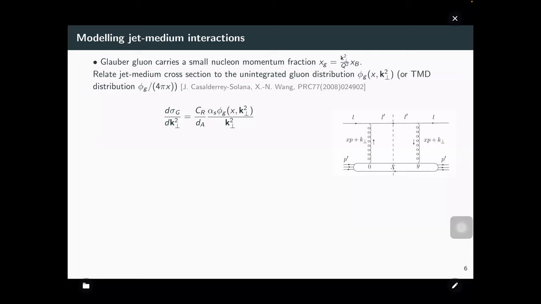So we have to model what kind of momentum transfer we can get from this forward scattering between the incoming quark and the target. There's one method to relate the forward scattering cross-section of this jet parton in the cold nuclear matter to the unintegrated gluon distributions in the nuclear target. This unintegrated gluon distribution, phi g, depends on x of the gluon and the transverse momentum, and the forward scattering cross-section is directly proportional to that divided by kT squared, up to some color factors.